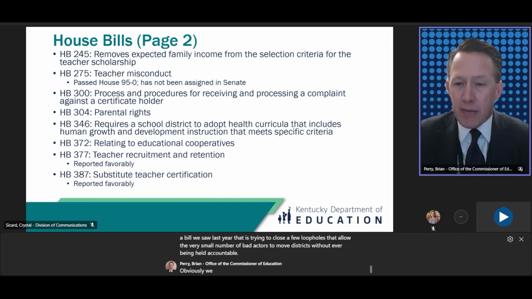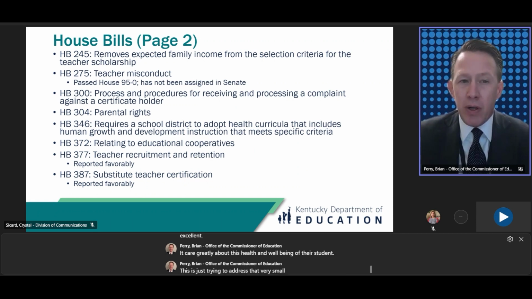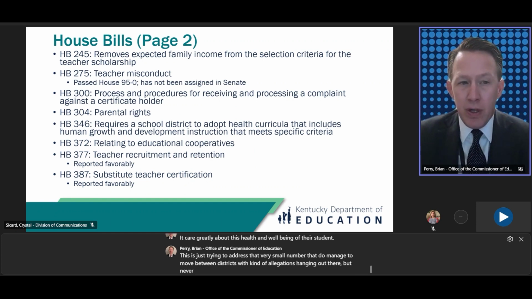Obviously, we recognize that the vast majority of our teachers are excellent and care greatly about the health and well-being of their students. This is just trying to address that very small number that do manage to move between districts with allegations hanging out there but never resolved.